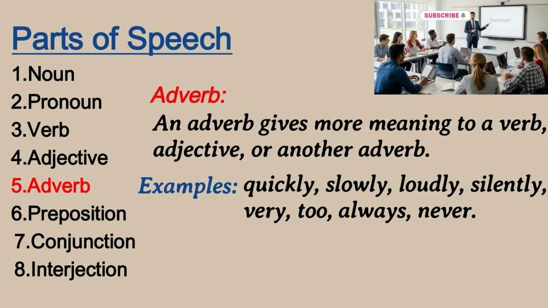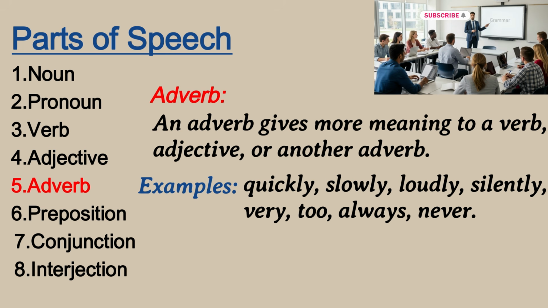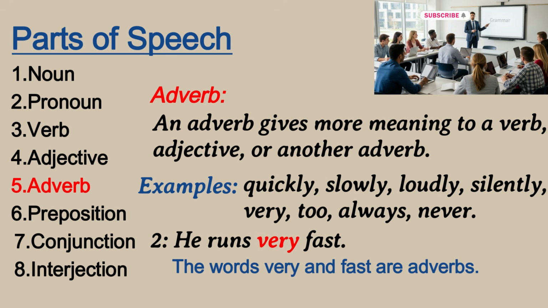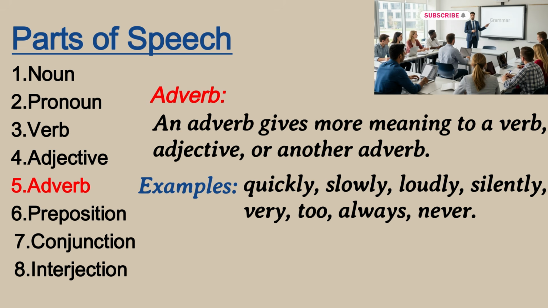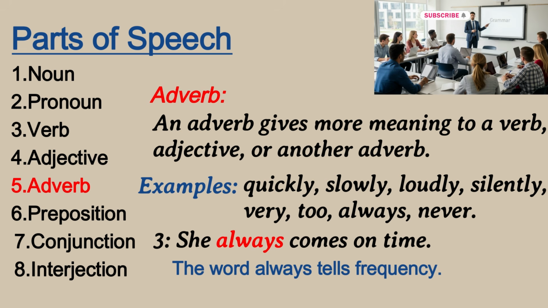Let's see how it works in real sentences. Sentence 1. She sings beautifully. The word beautifully tells us how she sings. Sentence 2. He runs very fast. The words very and fast are adverbs. Sentence 3. She always comes on time. The word always tells frequency.